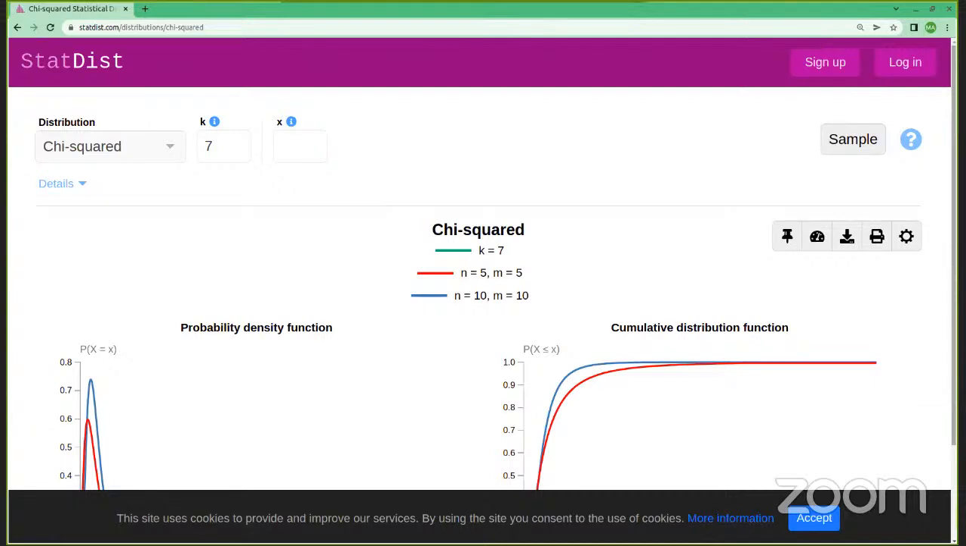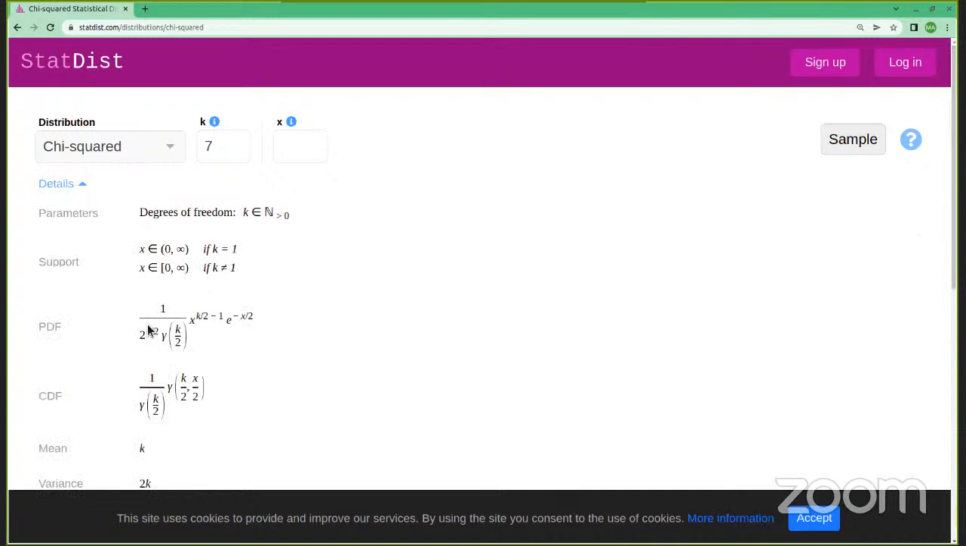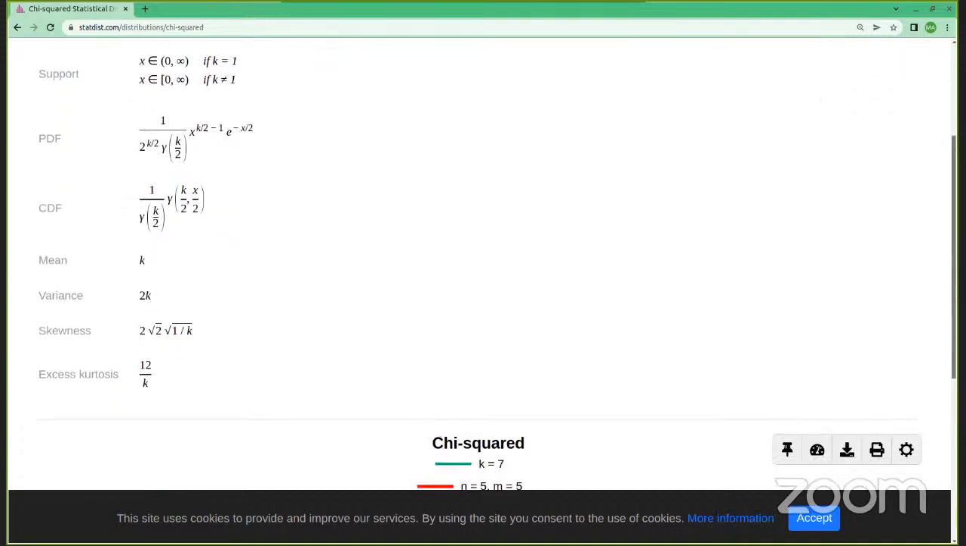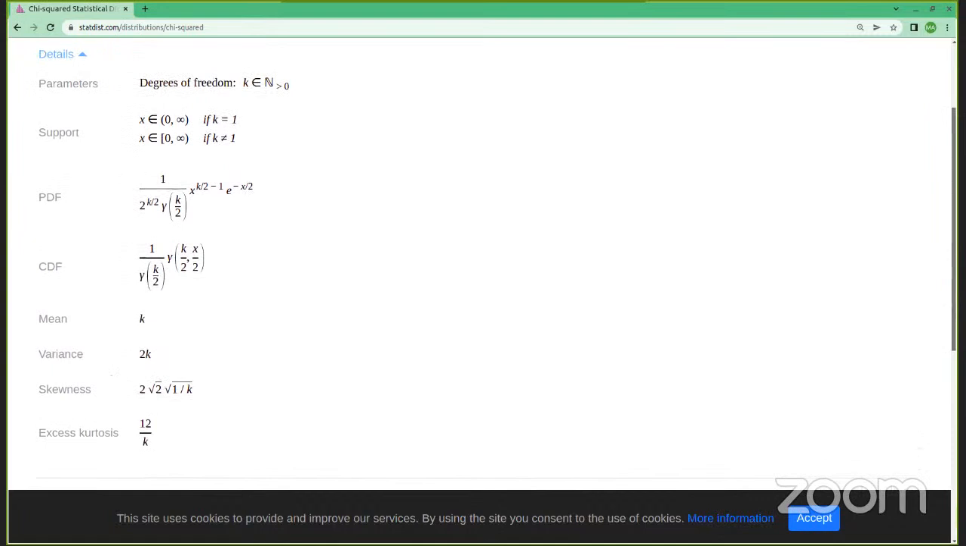Will we study the mean and variance of these distributions also? I just opened chi-square. You see the PDF of chi-square, it is complex. The CDF is also complex. But the mean is somewhat easily identifiable. If I have 7 degrees of freedom, the mean is actually 7. The variance is 2 times k. But we are not going to study about these things.